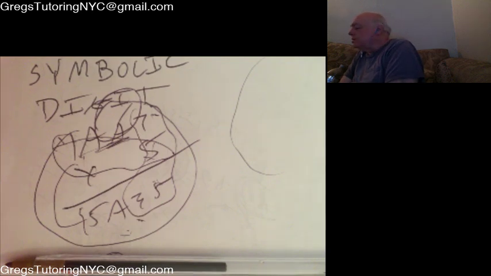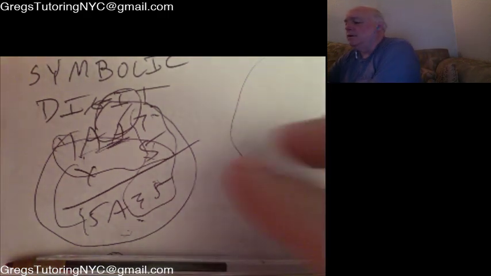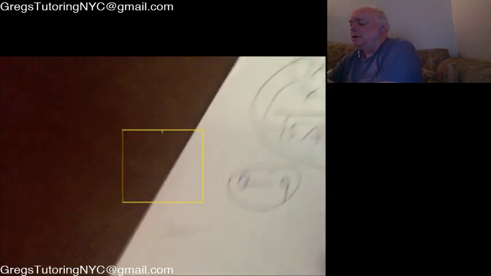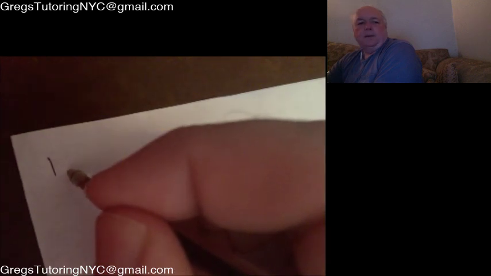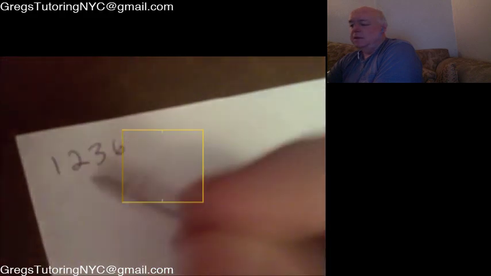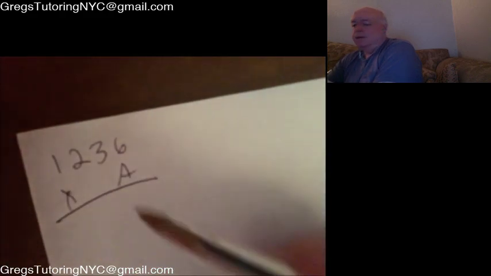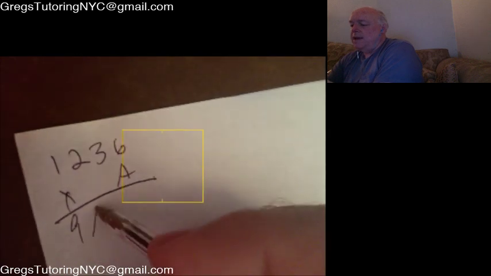So what I'm going to do is give a second example. We're going to do a second example today, which does need to use the algebra. And this one's slightly different. Let me get a clean side of this paper. So if we have, where's my example? 1, 2, 3, 6 times A becomes 9A.